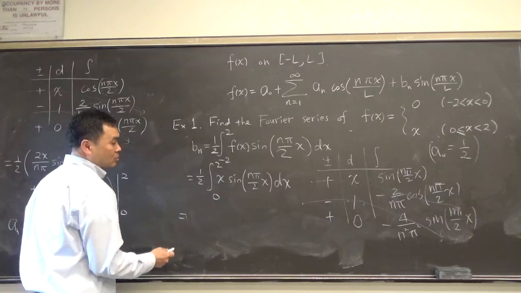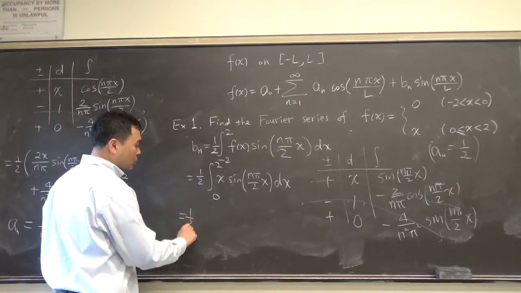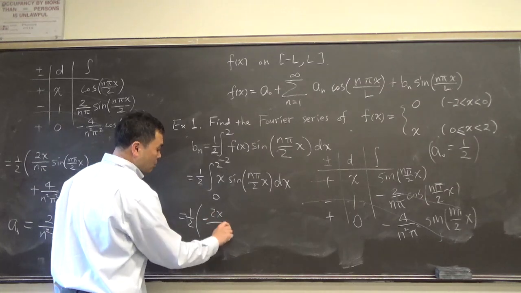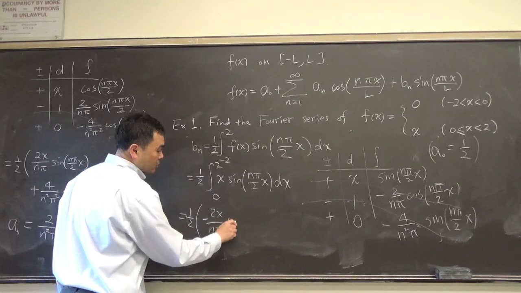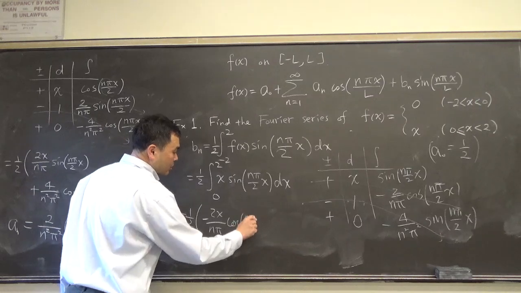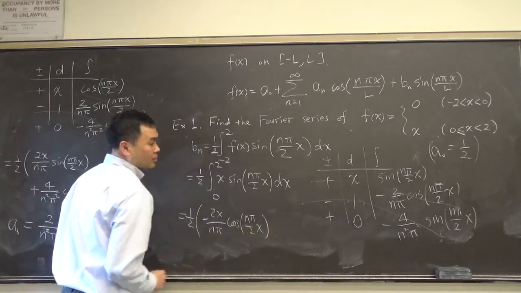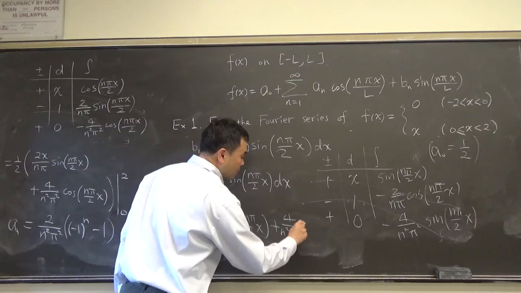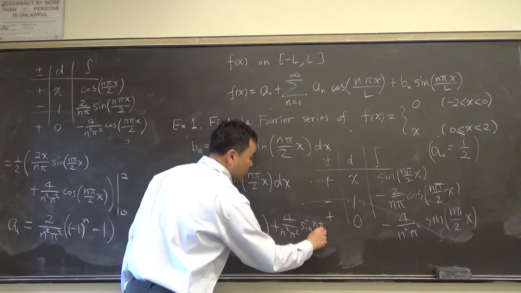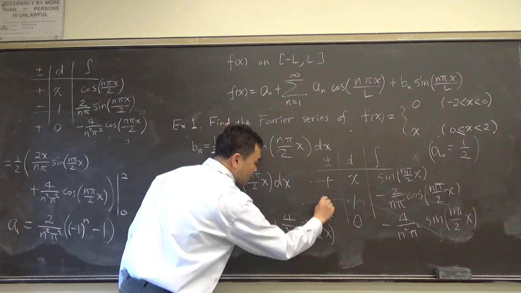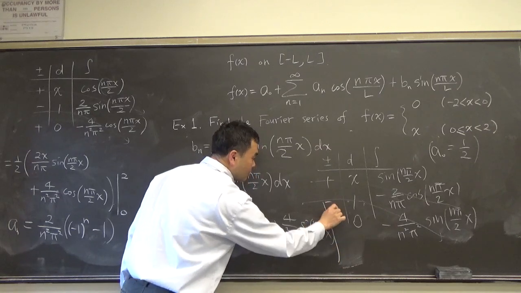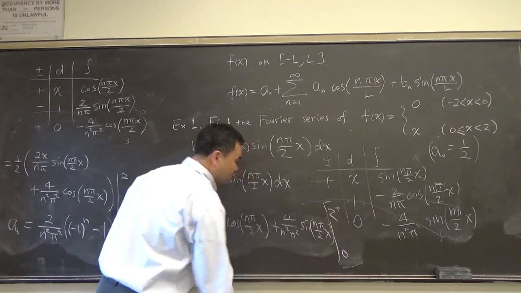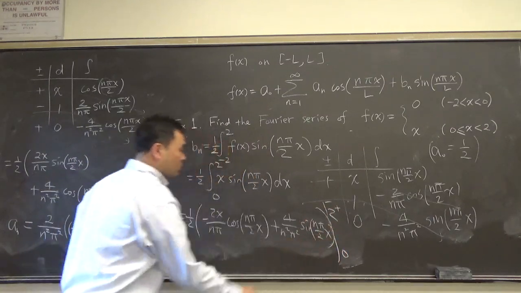So it's going to be 1/2 of negative 2x over n pi cosine n pi over 2 x, then plus 4 over n squared pi squared sine n pi over 2 x, and then if you plug in 2 and then 0.